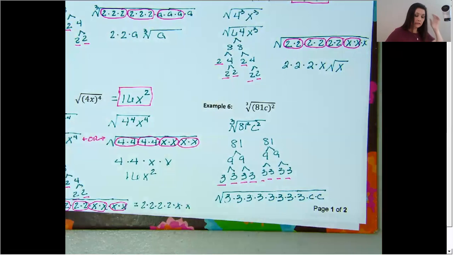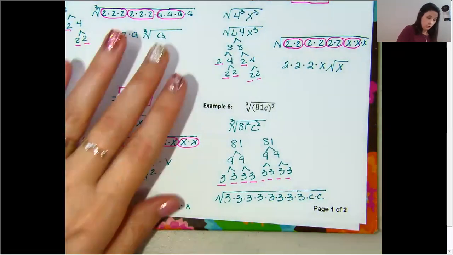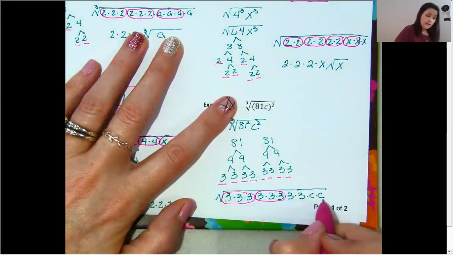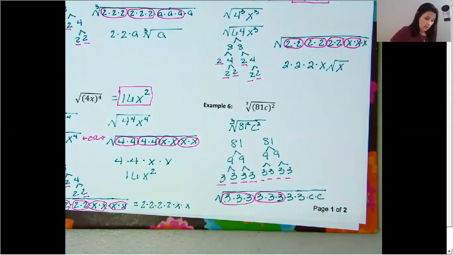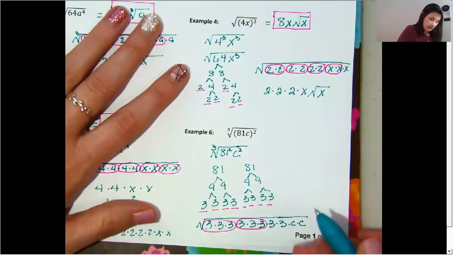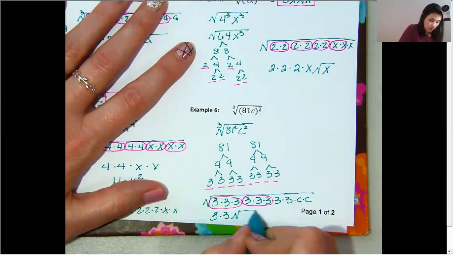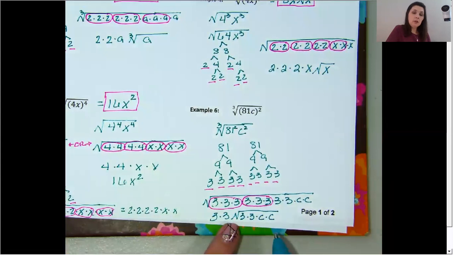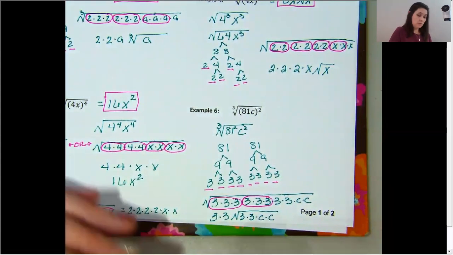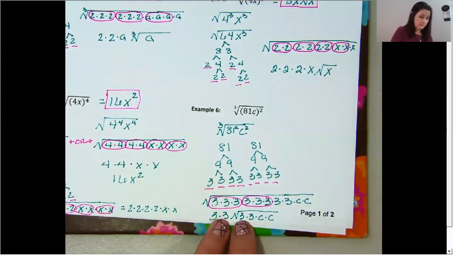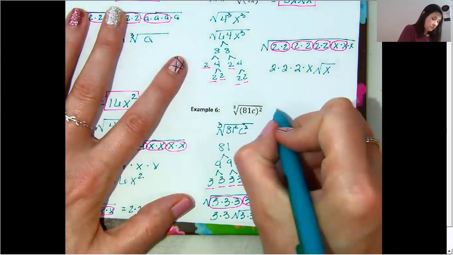Now, because I am finding groups of 3, I'm going to circle my groups of 3. So I have a group of 3 here, a group of 3 here, and I don't have any other groups of 3. So I would write this as 3 times 3 times the cube root of 3 times 3 times c times c. Now, some of you are probably thinking I'm doing too many steps, and I am. I'm just doing every single step so you can see the thought process behind what's going on. If you catch on a lot quicker, you could probably eliminate a step like this. So my final answer is going to be 9.